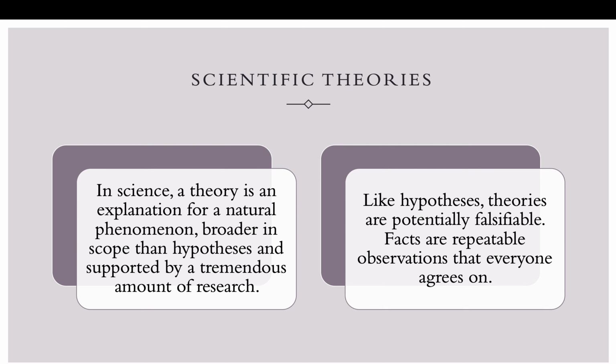Like a hypothesis, theories are potentially falsifiable, meaning that even a theory, something as big as germ theory, evolutionary theory, the theory of gravity, they are potentially falsifiable. Facts are repeatable observations that everyone agrees on. So when we come up with these large theories that we all sort of base as fact in our everyday lives, they are repeatable experiments and observations that hundreds and thousands of scientists, pretty much everyone agrees on. In a sense, we can talk about gravitational theory this way, the theory of evolution this way, and germ theory this way, which is why we mentioned those three in the last slide.